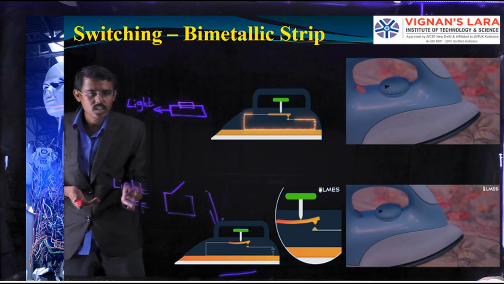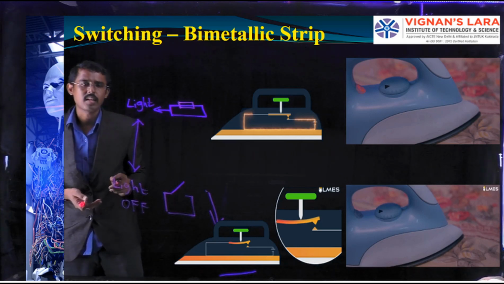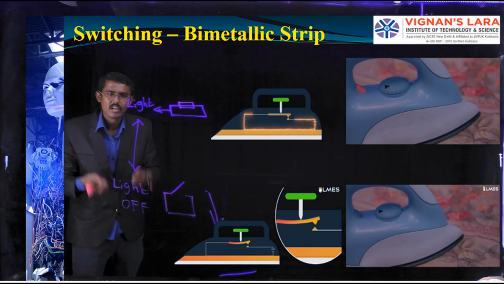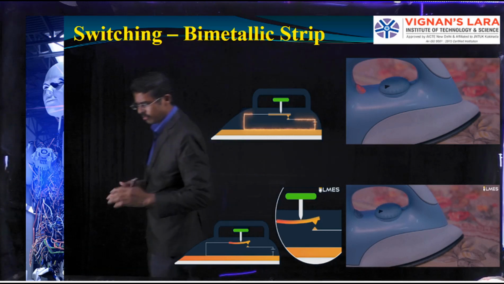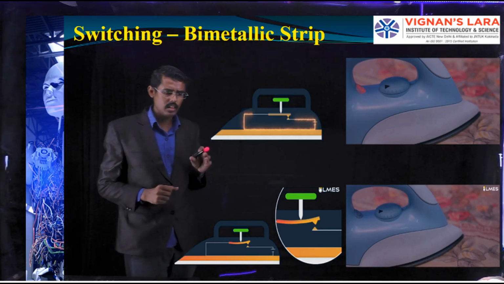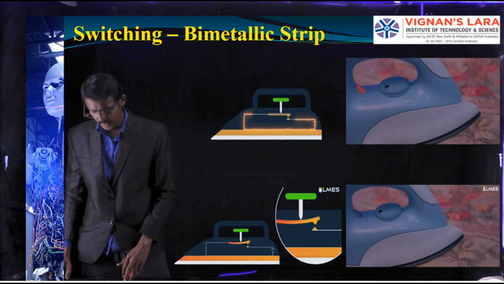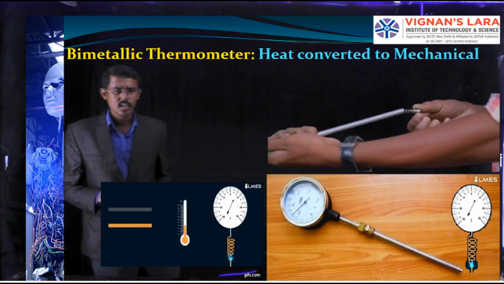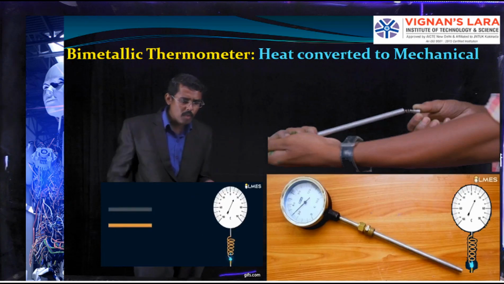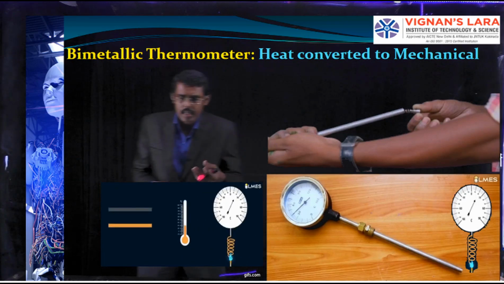Now how are we using this? We are using this as a switch. I am using the bimetallic strip as a temperature sensor, and using it as a switch here. From this picture, we understand that switching on and off is an application of the bimetallic strip. That we understand now.